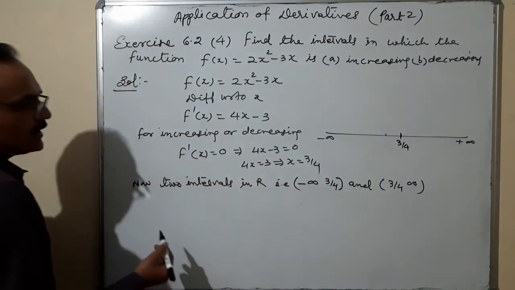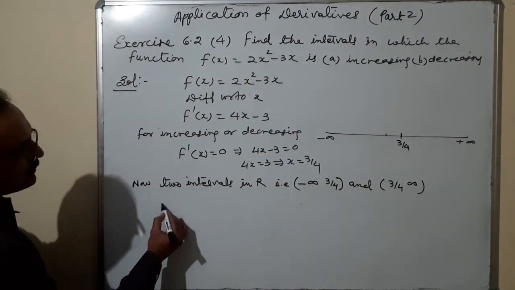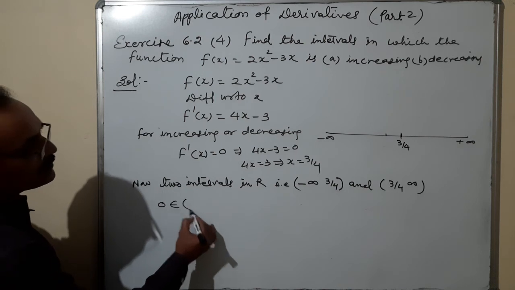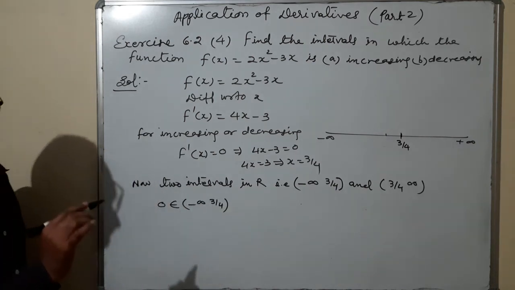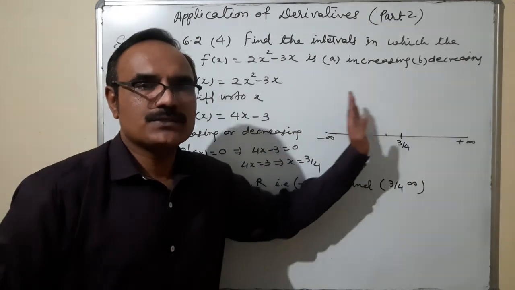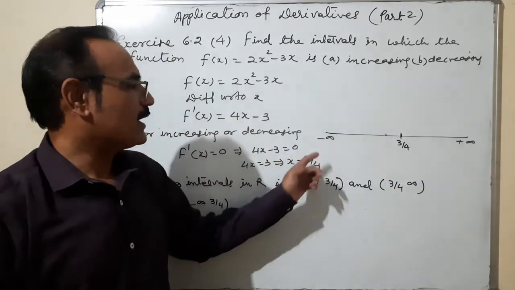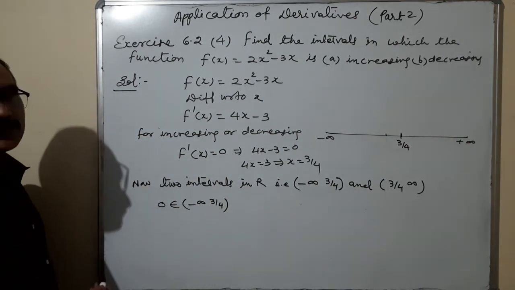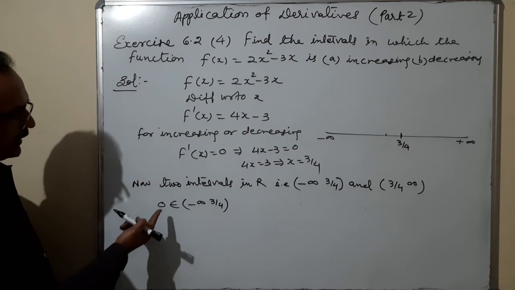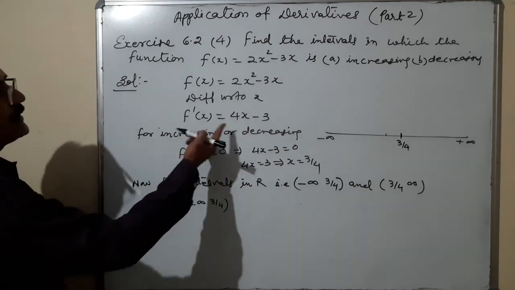So I'll consider 0 belongs to the interval minus infinite to 3 by 4. We can select any of the numbers between these two limits. We'll pick any element, and this 0 we are going to put in f dash x.